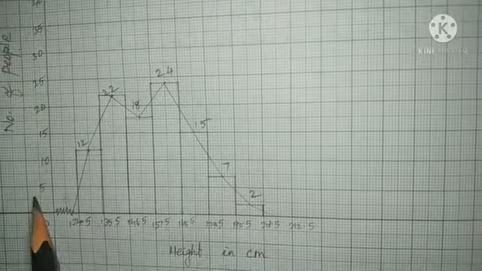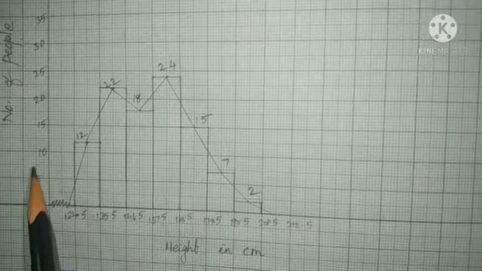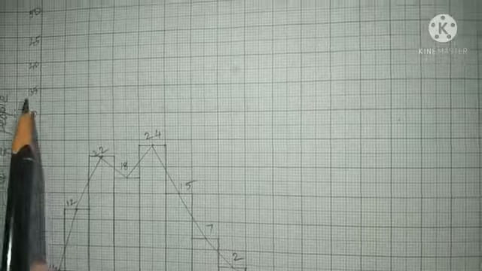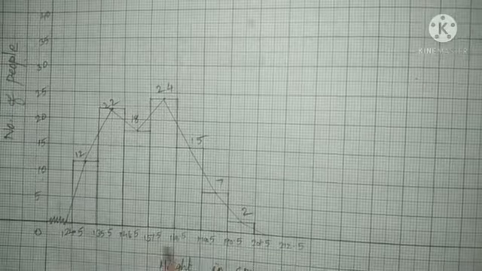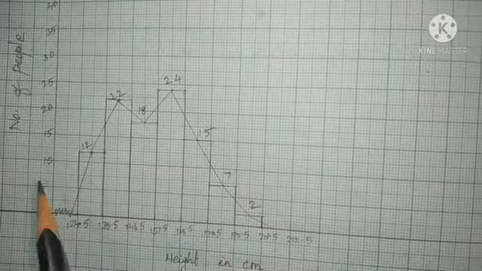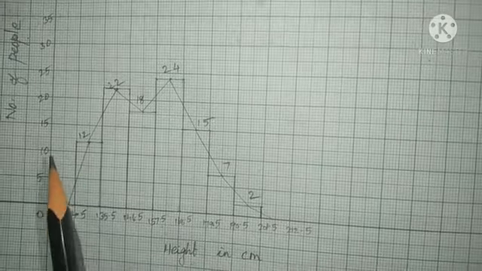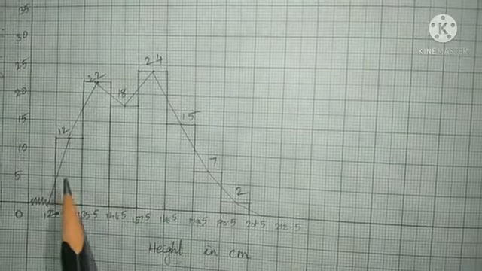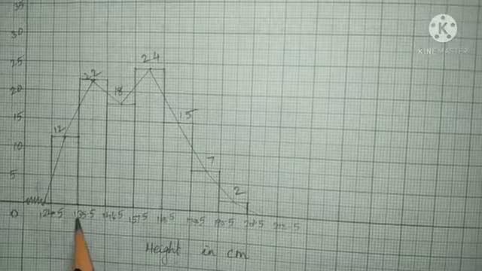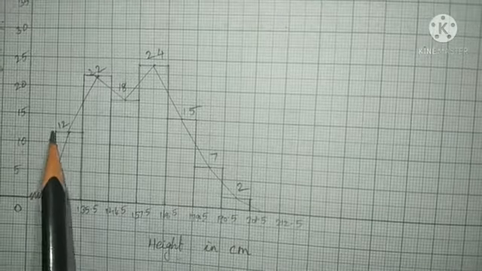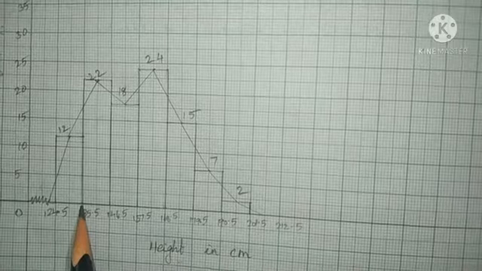Here I am taking on the y-axis 1 centimeter equal to 5 units, that is 5, 10, 15, 20, 25, 30, 35. After constructing these axes and plotting the class intervals and the frequencies on the axes, next you have to construct the histogram using the given table. The first one is 124.5 to 135.5. Its frequency is 12. Therefore, you have to draw one rectangle for the first class interval.